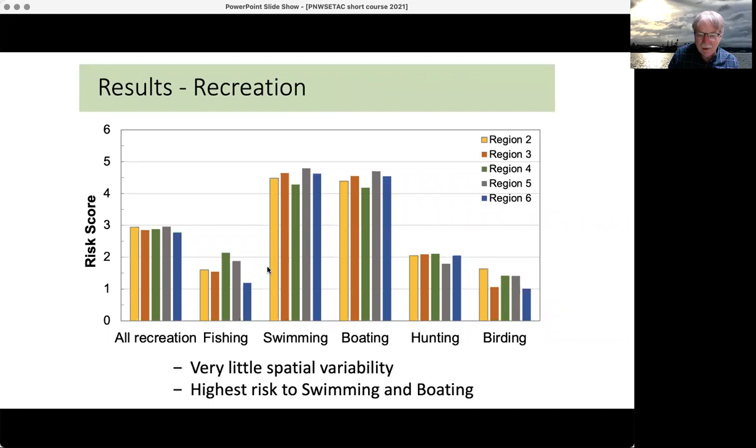Recreation varies quite a bit depending upon the endpoint. Between the regions, there's not a lot of variation, but between the endpoints, there is a great deal of variation. Not much spatial variability. The highest risk is to swimming and boating, not the fishing, not the things that people would typically consider.